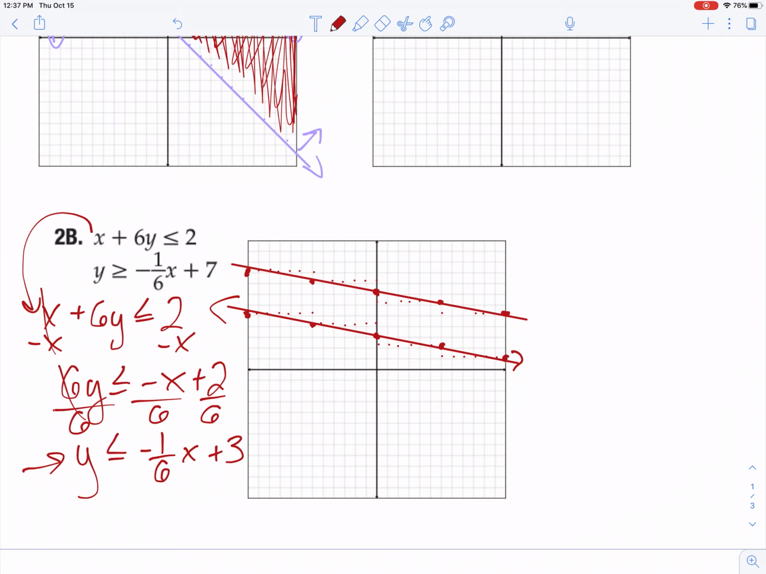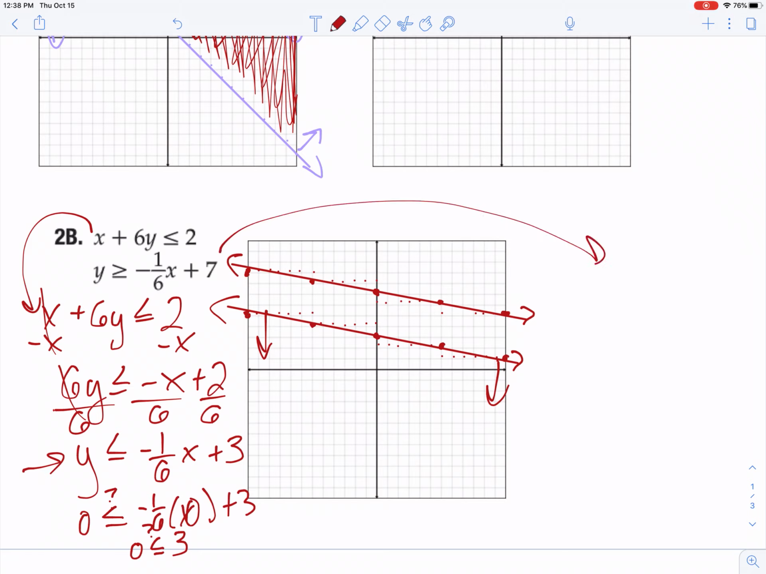I guess on that last one I didn't quite figure out yet which way it's shaded, so we'll do that now. 0, is that smaller than negative 1/6 times 0 plus 3? So is 0 smaller than 3? Yes, so that means it gets to shade down. And let's see, I'm going to show my work for that one over here. 0 is greater than or equal to, question mark, negative 1/6 times 0 plus 7. So is 0 bigger than 7? Definitely not. So that line shades up.